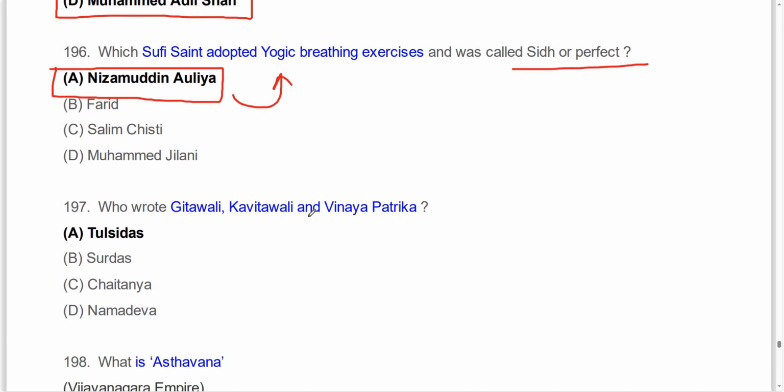Who wrote Gitawali, Kavitawali and Vinaya Patrika? Tulsidas is the one who wrote Gitawali, Kavitawali and Vinaya Patrika. This was written by Tulsidas.